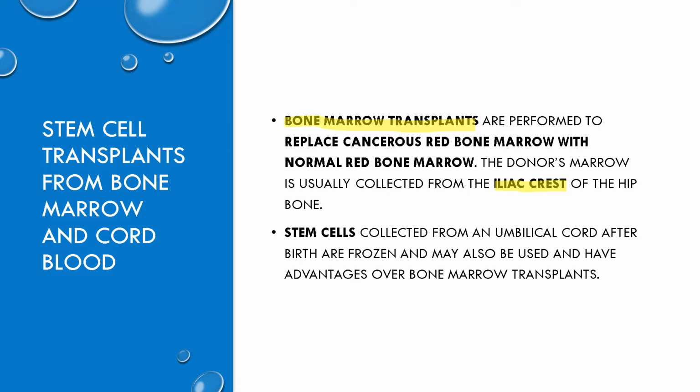Now, a more recent advance for obtaining stem cells involves a cord blood transplant. So stem cells would be obtained from the umbilical cord shortly after birth, and the stem cells are removed from the cord with a syringe, and then they are frozen for use in other patients.